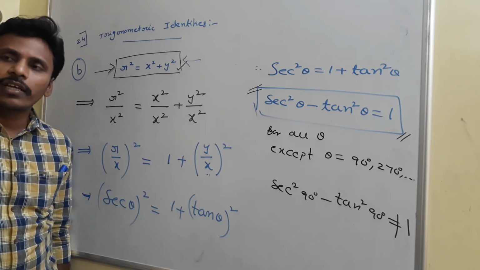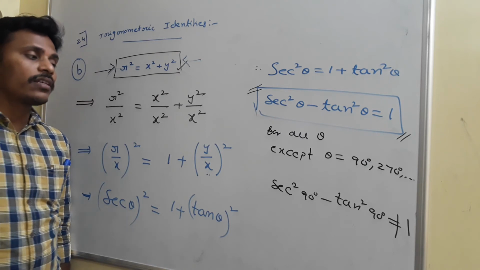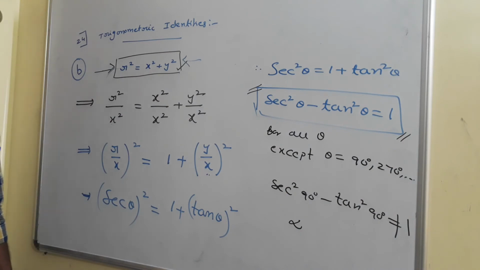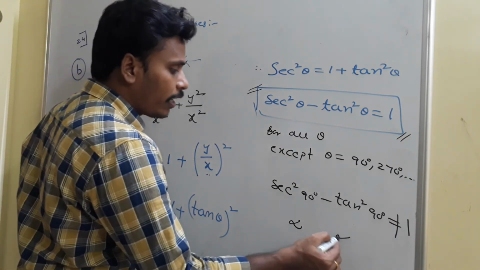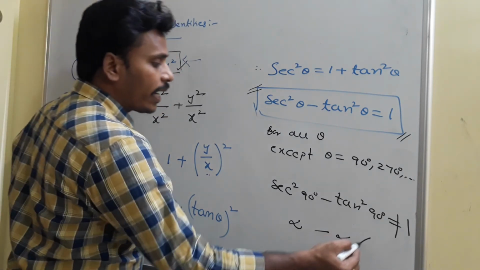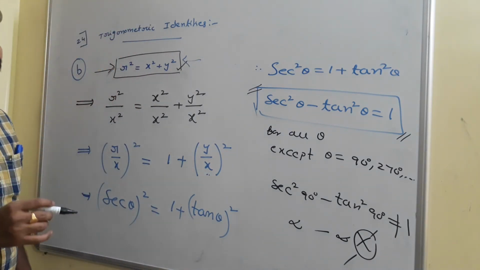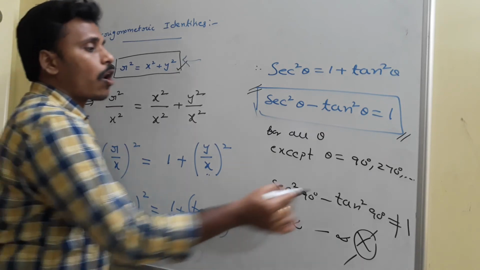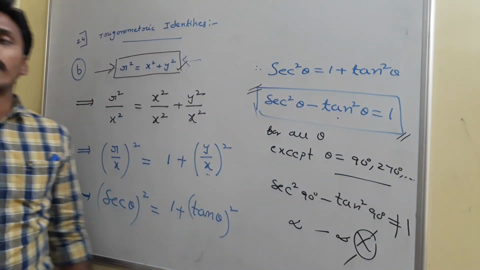What is the value of secant square 90? We know that cos 90 degrees is 0 and secant square 90 degrees is infinite. And coming to tan 90, tan 90 is again infinity. Infinity minus infinity is not equal to 1. That's why secant square 90 degrees minus tan square 90 degrees is not 1. So for the angles which have the y axis as a terminal ray, for all those angles this is not acceptable. In all the remaining cases it is acceptable.